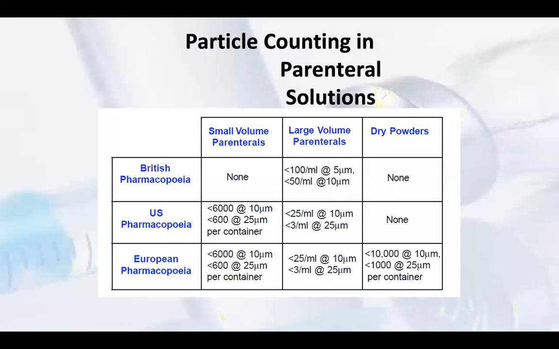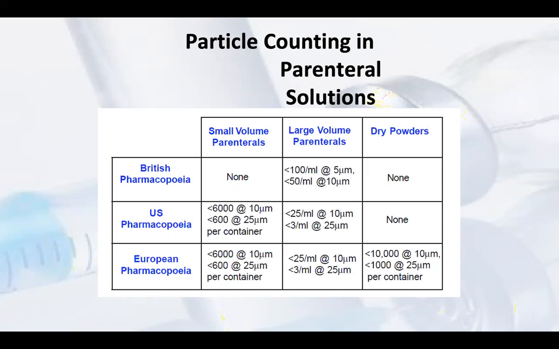The US Pharmacopoeia states less than 6,000 at 10 micrometers, then less than 600 at 25 micrometers per container they can allow. Large volume, 25 ml or more, 10 micrometers. Then 3 ml, 25 micrometers. And for powder, none. The European Pharmacopoeia states less than 6,000 at 10 micrometers, 600 up to 25 micrometers per container they can allow.